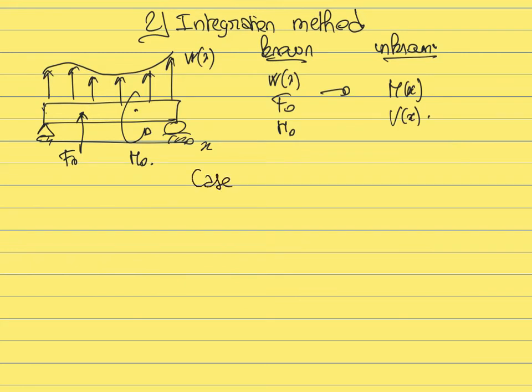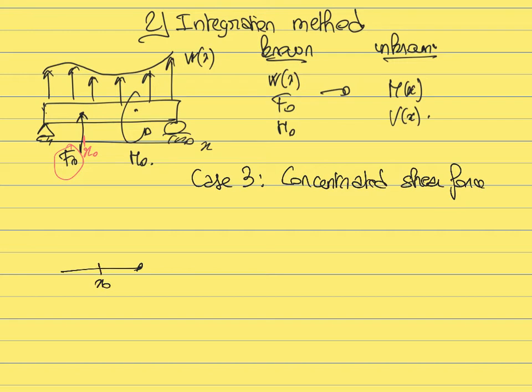Now let's consider the third case, which is the case where you have at a given point a concentrated shear force. We are going to consider the case where at a given point x naught you have a concentrated shear force F naught like this. To see the effect of this shear force, we are going to do the same thing that we did before in the case where there was no force at all: we are going to zoom in on the portion of the beam that is slightly before and slightly after x naught.